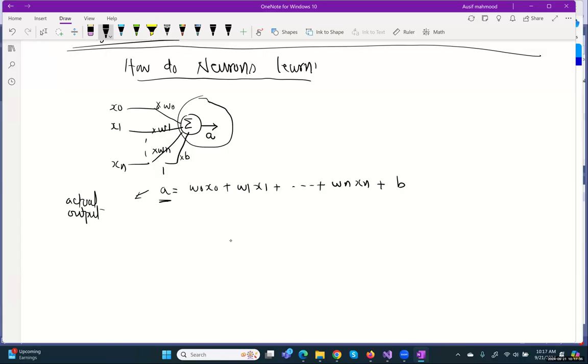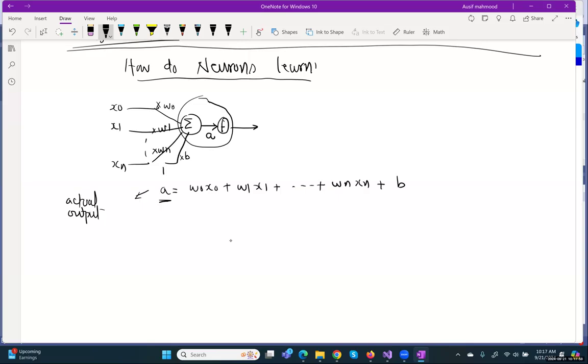And depending upon the inputs, depending upon the value of the weights, this A could be 2.3, it could be negative 0.8. So it will be some number, right? Okay, so then what we do is we pass it through an activation function, and then we produce the output.